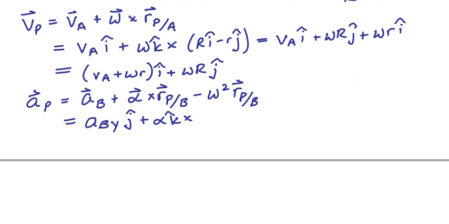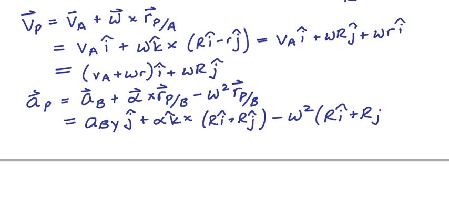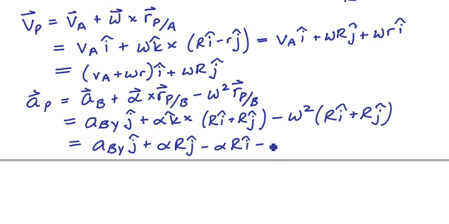So if I come down here and plug that in, I'll have this be big R in the i plus big R in the j. And I'll subtract from that omega squared that we've already found times quantity big R in the i plus big R in the j. So if we go ahead and expand things out here, this is equal to ABY in the j plus k cross i is going to give me j, so I'll have plus alpha R in the j. k cross j is going to give me minus i, so I'll have minus alpha R in the i, minus omega squared capital R in the i, minus omega squared capital R in the j.